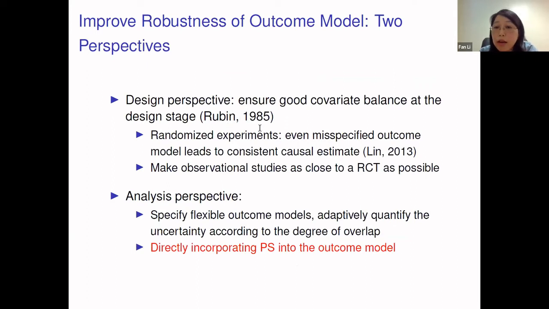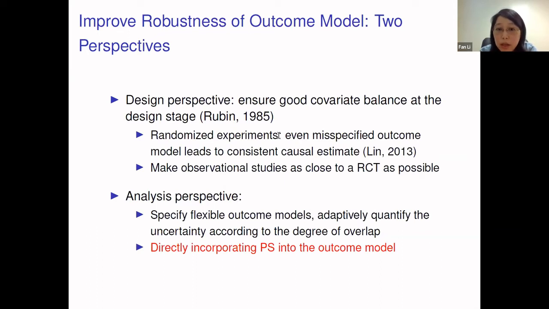Rubin 1985 already had this idea: the key thing is you want to ensure good covariate balance, and consequently also good overlap, at the design stage, prior to fitting an outcome model. The most ideal case of this is a randomized experiment. If you have a randomized study, the treatment group and control group should look more or less the same.